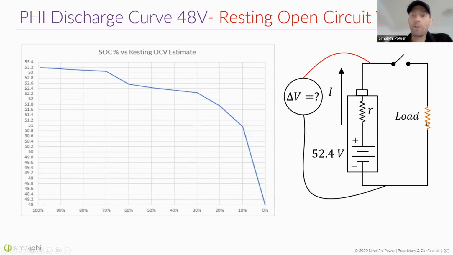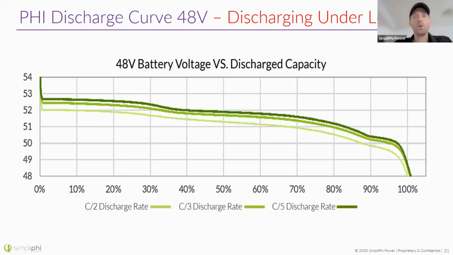If you're powering loads and you're running current through this circuit, then there's actually going to be a voltage drop inside the battery. I'm going to try to illustrate that with the next screen. What I'm showing you on this screen is resting voltage. The next screen is when you're actually discharging a battery.